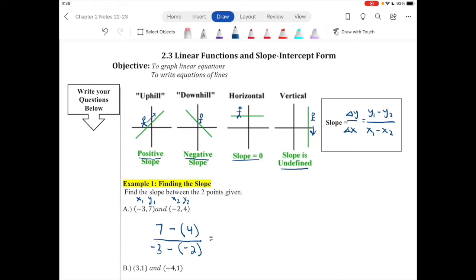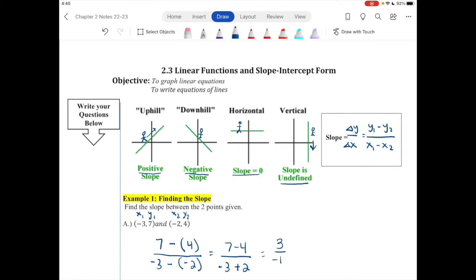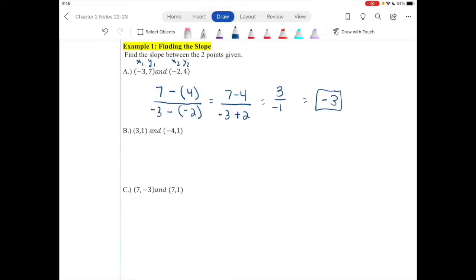In the denominator, what happens here is we're going to have negative 3 plus 2, and in the numerator, we're going to have still 7 minus 4. This becomes 3 over negative 1, which becomes a slope of negative 3. We'll repeat the same process on the next example.